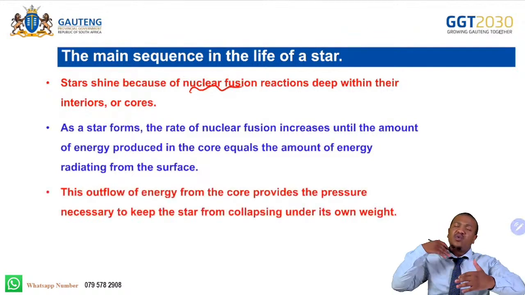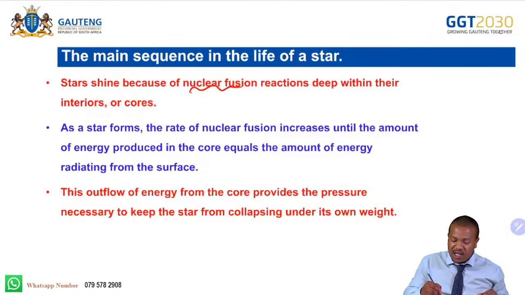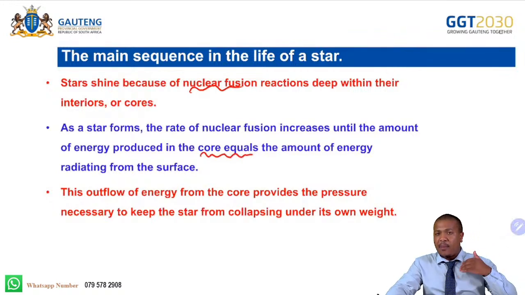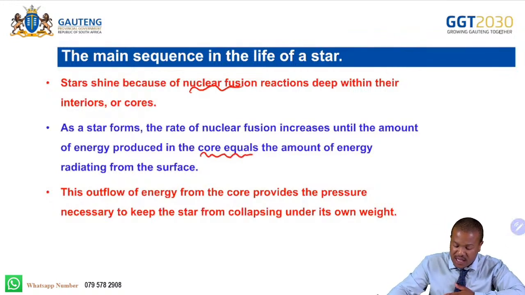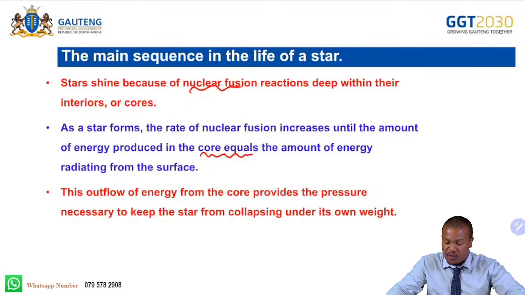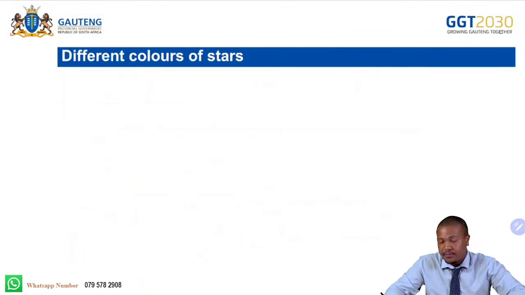So nuclear fusion will keep on happening, and it will increase until the amount of energy in the core equals the amount that is going out of the star. This outflow of energy from the core provides the pressure necessary to keep the star from collapsing under its own weight. The pressure from inside the star will finally equalize the gravity pushing in, and the star will stop contracting.